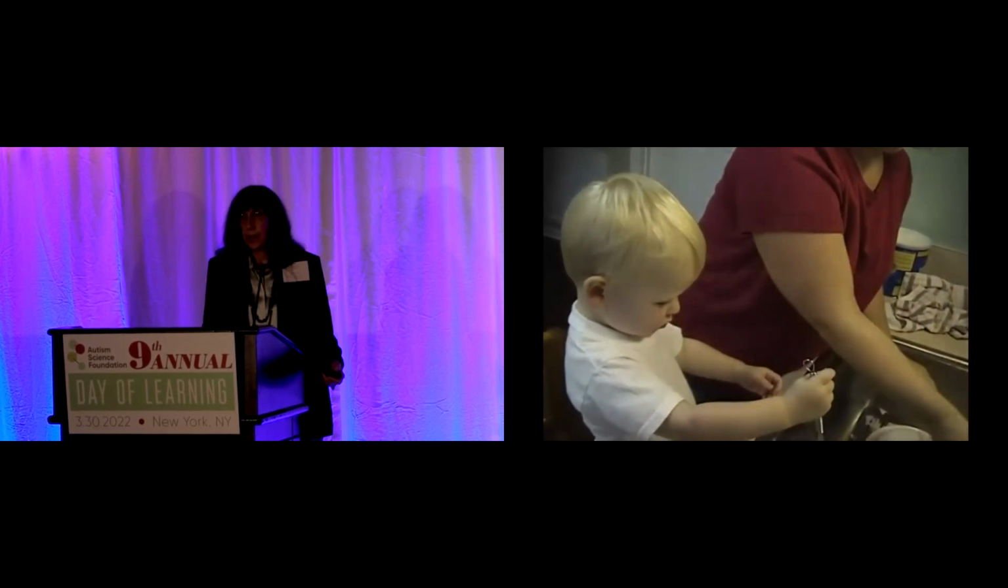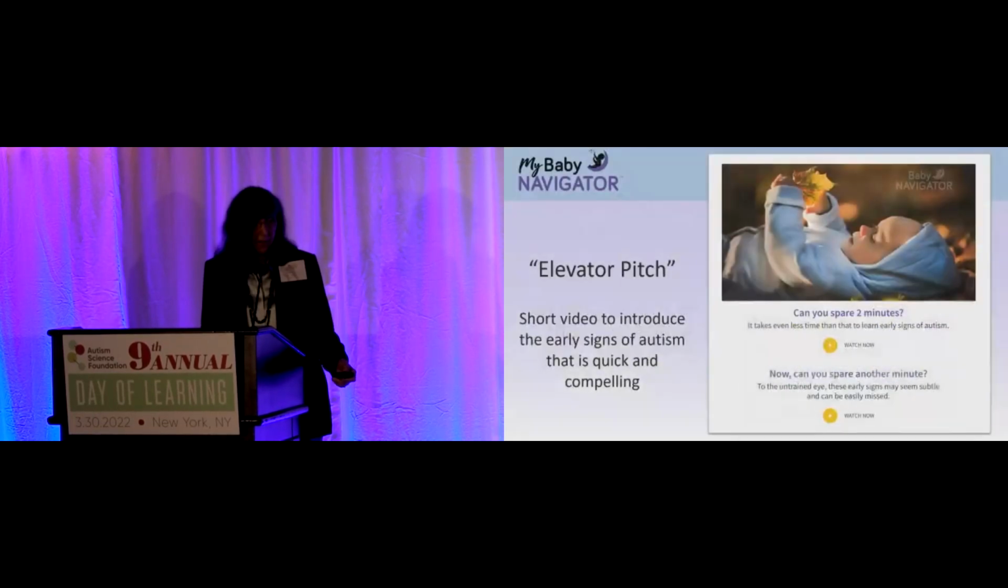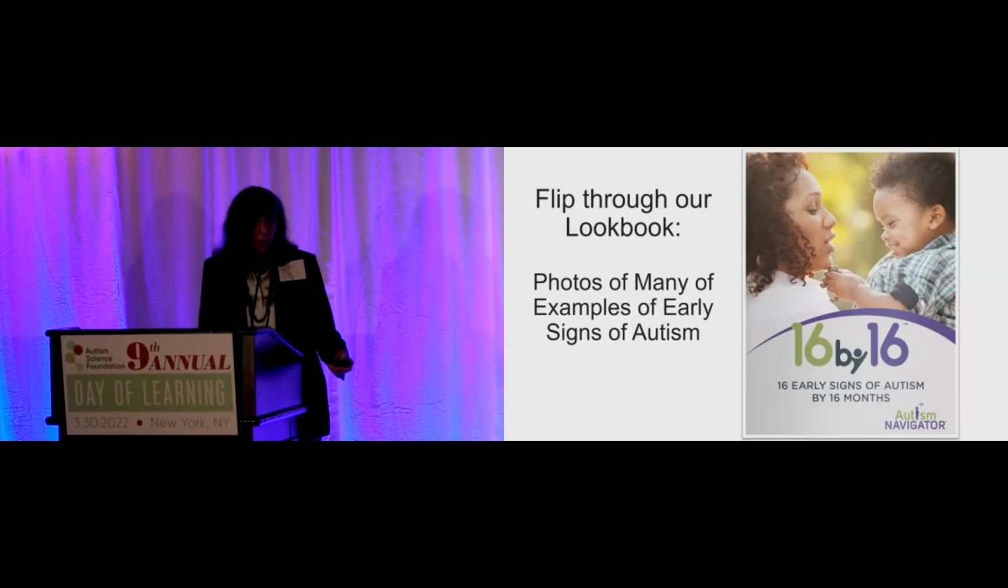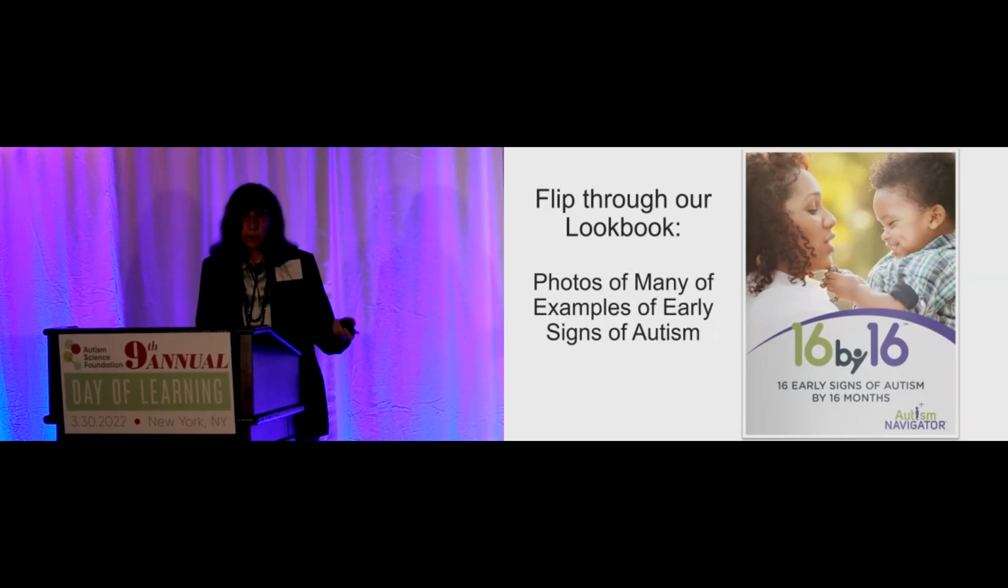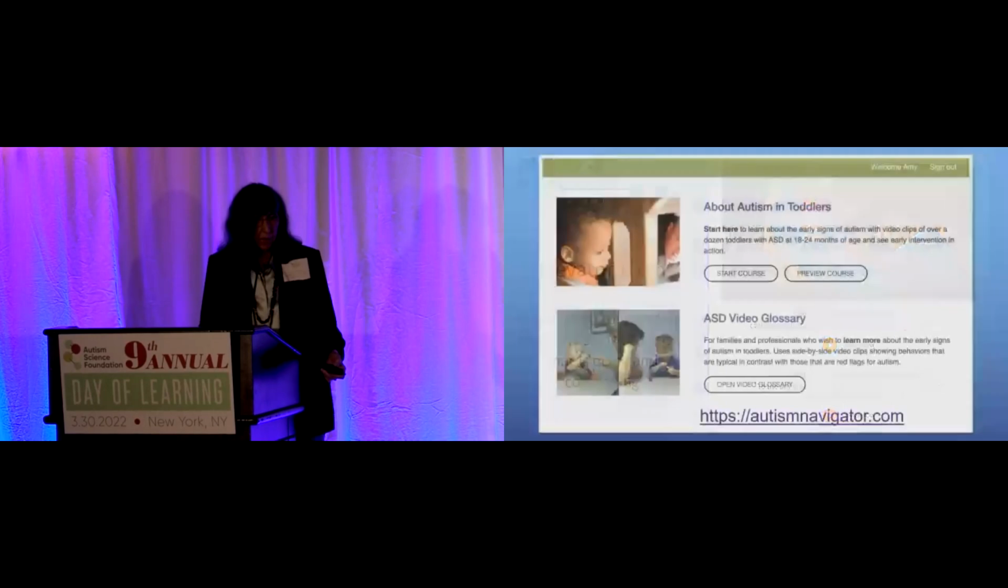So in just 30 seconds, you're seeing a lot of examples of what are features of autism. And then you also notice mom is working way too hard and not yielding a lot of social interaction. So we have a number of resources. Look for our lookbooks. They're online, they're free, you can go to them. We have photos of many examples of early signs of autism. We have an elevator pitch if you have 2 minutes to learn and see side by side, typical in a 16-month-old. We have another minute, which you just saw, you can get to on Baby Navigator.